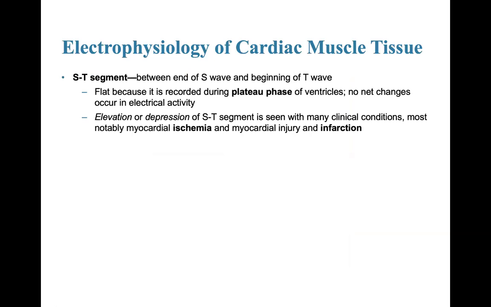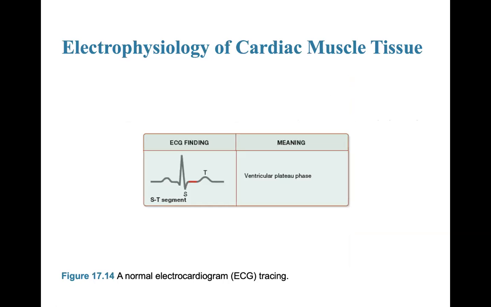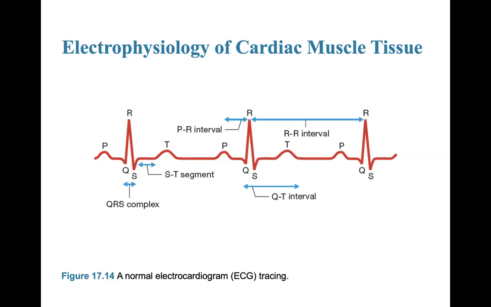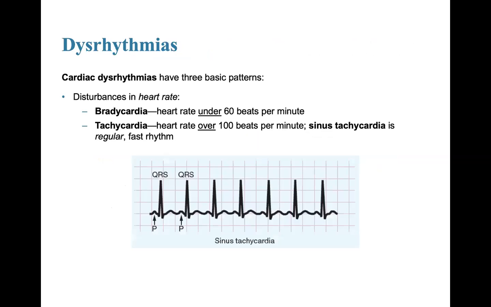The ST segment, this is between the end of the S wave and the beginning of the T wave. This is flat because it is recorded during the plateau phase of the ventricles. No net changes occur in the electrical activity. Elevation or depression of the ST segment is seen with many clinical conditions, most notably myocardial ischemia, myocardial injury, and infarction. And here you can see the ST segment there. So this is a typical, or normal, EKG, and you can see all the outlined segments there.